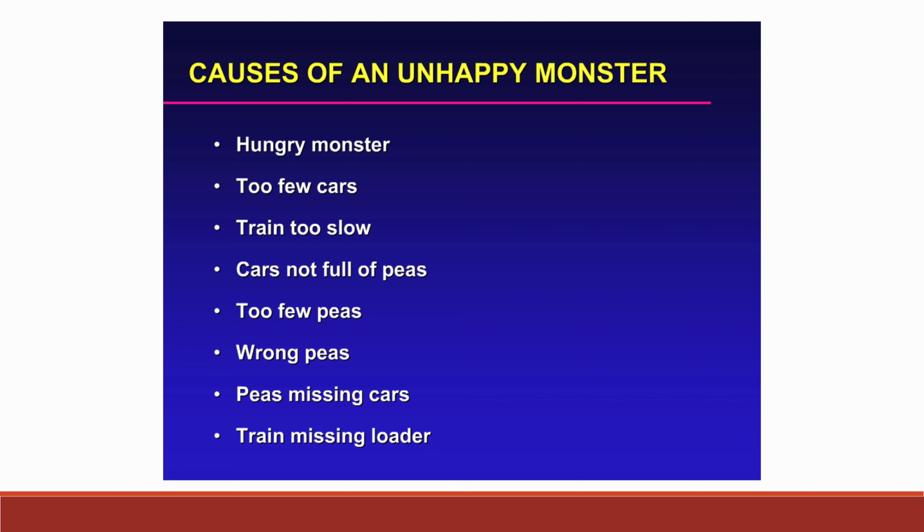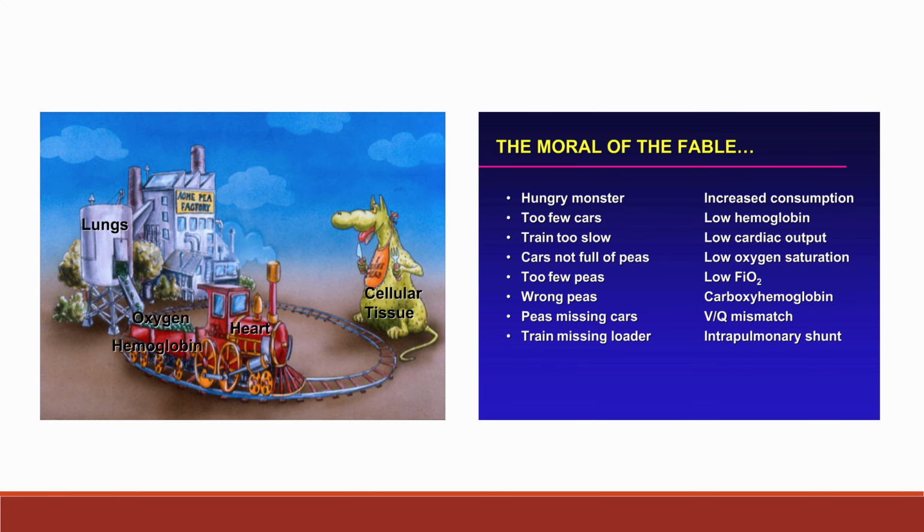Well, you can probably imagine that all of these things that we're talking about are parts of the cardiac output. So the hungry monster refers to increased consumption. So you can think of things that would increase myocardial oxygen consumption or systemic oxygen consumption, and that could be fever and tachycardia and all that other stuff.